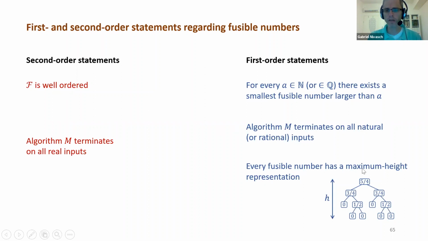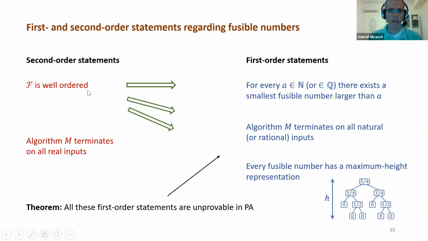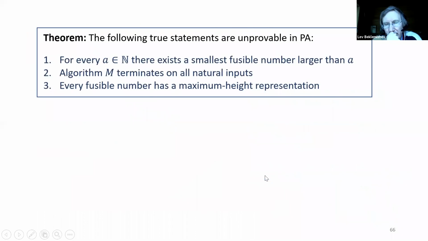Every subfusible number has a maximum height representation. Okay, so all these first order statements follow from the fact that F is well ordered, and all these first order statements are unprovable in Peano arithmetic. That's our main result regarding Peano arithmetic. The proof is like this. Okay, so this is a claim. These three statements are unprovable in Peano arithmetic.